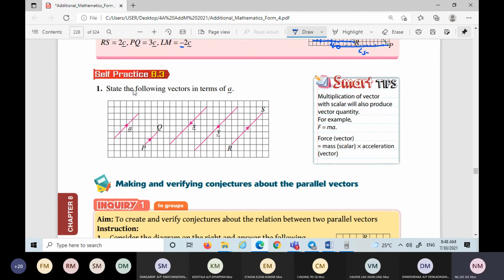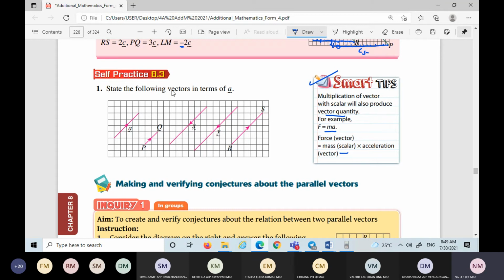Before we go to this exercise, we look at this. Multiplication of a vector with a scalar will also produce a vector quantity. This is an example in physics. Now it is 8:50, I've got 10 more minutes. I think this one will end already; I cannot continue any more.